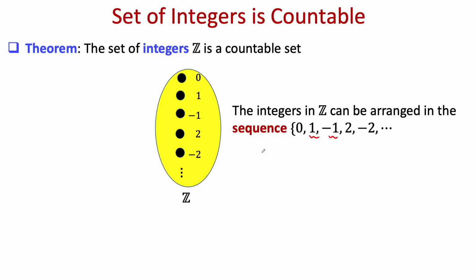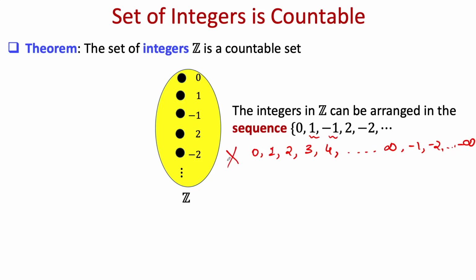Let me ask you a question here. You can think in your mind. If I consider a sequence where I first try to write down all the positive integers and then followed by the negative integers, can I consider this to be a valid sequence for listing down the set of integers? The answer is no. This is not a valid sequence. Why is this not a valid sequence?